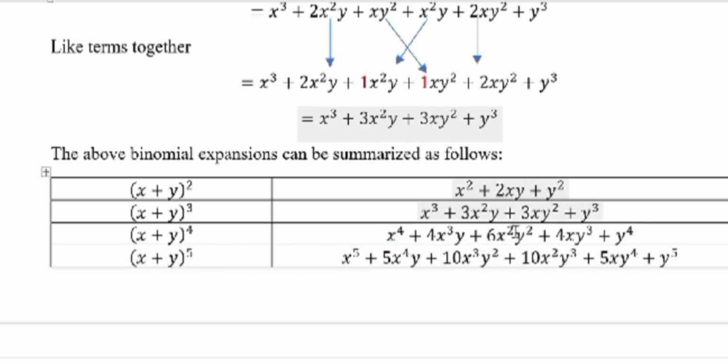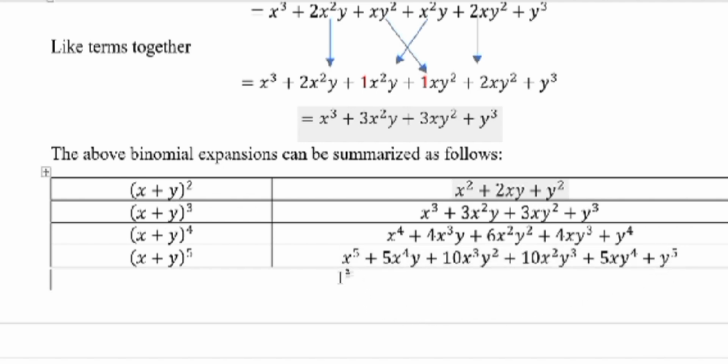Now, if we scrutinize the answers, you realize that the coefficients for (x plus y) raised to power 4 are 1, 4, 6, 4, and 1. And then the coefficients of (x plus y) raised to power 5 are 1, 5, 10, 10, 5, and then here it's 1. That's one thing we can learn.